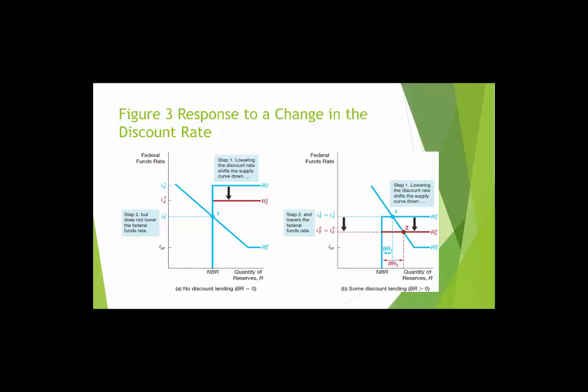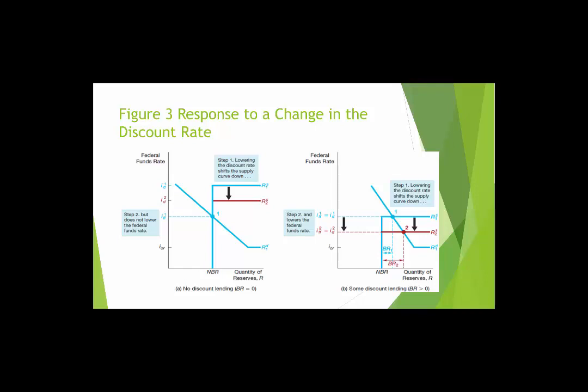Now, the third case here is discount policy. And this is where we have a lowering of the discount rate. So what's the effect of a lowering of the discount rate? Well, if we were at IFF1, the discount rate comes down. All that means is that that flat part of the supply curve comes down.